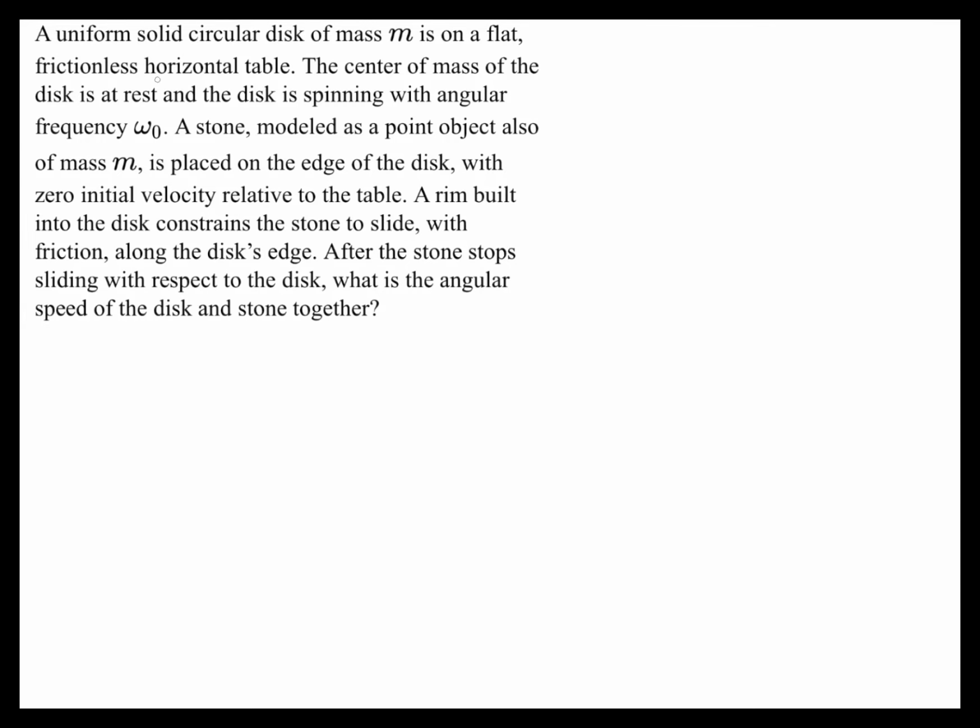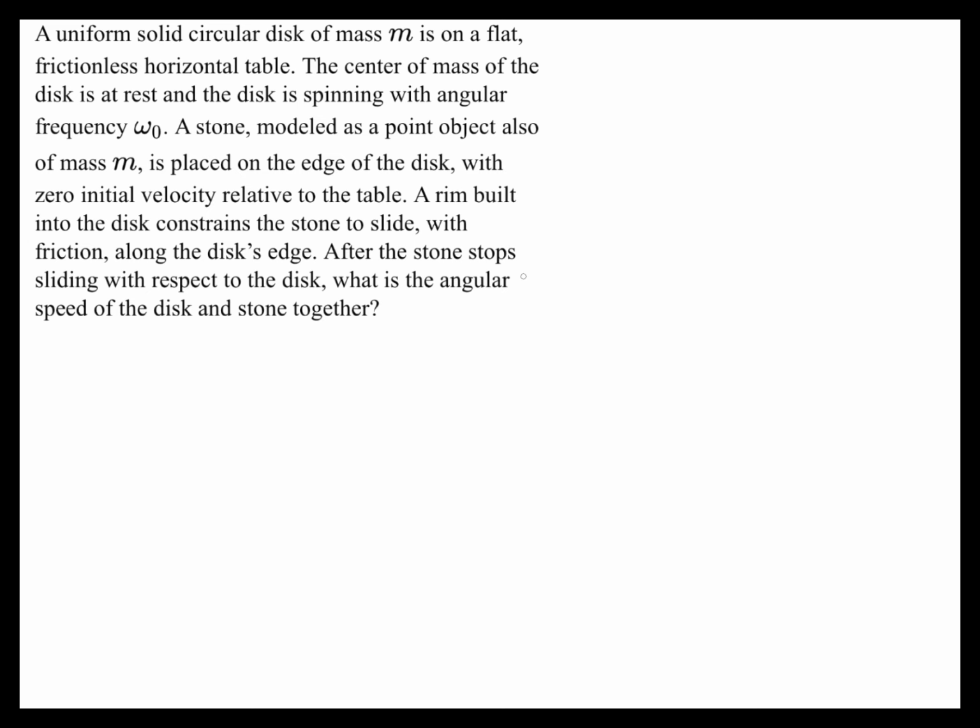A uniform solid circular disk of mass m is on a flat frictionless horizontal table. The center of mass of the disk is at rest and the disk is spinning with an angular frequency denoted by omega naught. A stone modeled as a point object, also of mass m, is placed on the edge of the disk with zero initial velocity relative to the table. A rim built into the disk constrains the stone to slide with friction along the disk's edge.